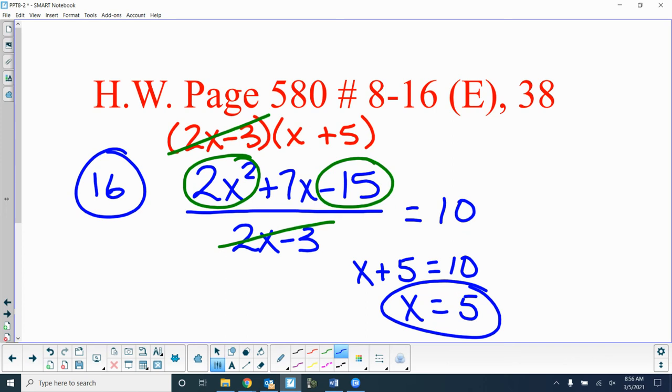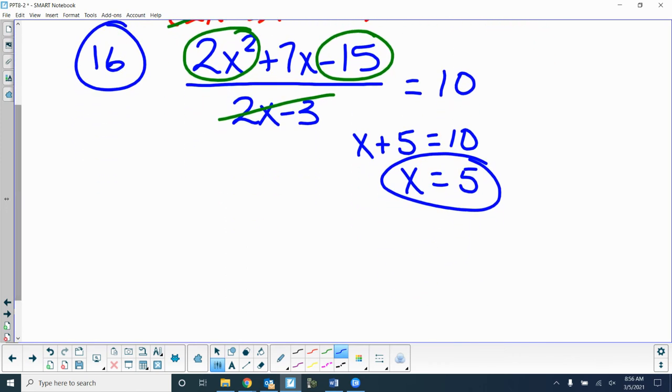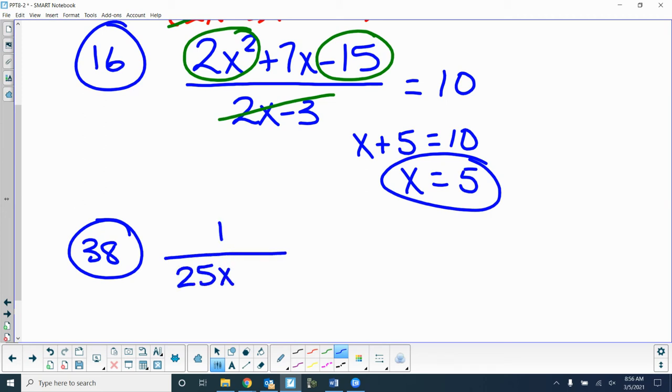All right, the last one I wanted to go over also, number 38. One over 25x squared minus 49. It's a division problem, so I'm going to write it as a multiplication problem. So I have to flip this second fraction. So it'll be 10x minus 14 over x. Did you remember to do that? Multiply by the reciprocal.